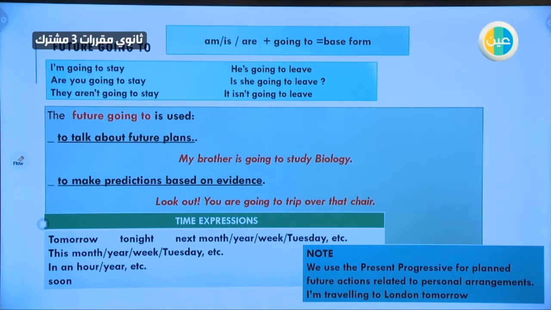Like when I say, look out, okay, there is evidence. You are going to trip over that chair. So I used going to.